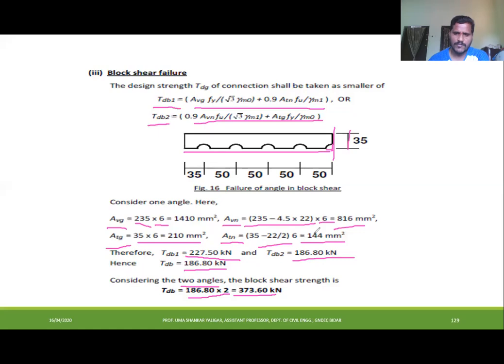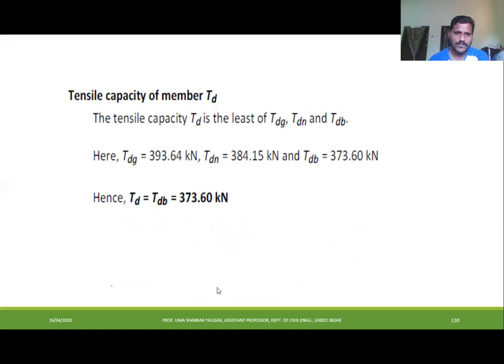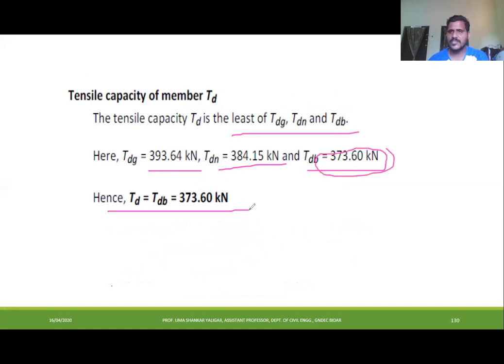We need to calculate for the three failures. Out of those three failures, Tdg, Tdn and Tdb, the lowest value will govern. This is 393, this is 384, this is 373. The lowest value is 373. Hence the strength, or capacity, of the member is about 373.60 kilonewton. In this way, we can calculate the strength of the angle section when two angles are connected back to back, and also we have calculated the number of bolts.